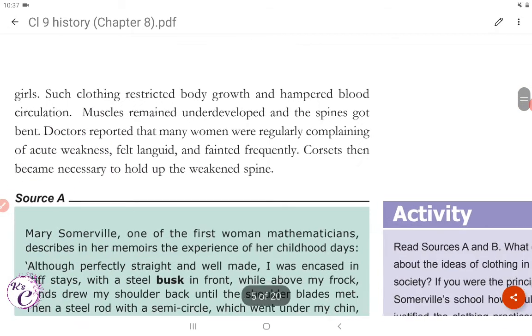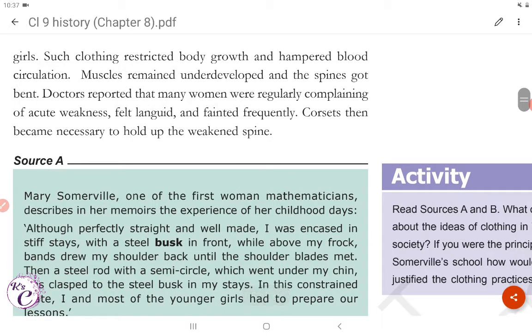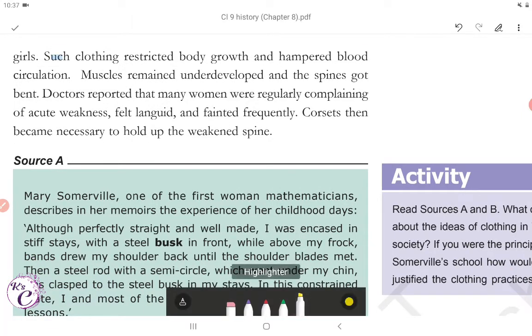Such clothing restricted body growth and hampered blood circulation. Muscles remained underdeveloped and the spines got bent. Doctors reported that many women were regularly complaining of acute weakness, felt languid, and fainted frequently. Corsets then became necessary to hold up the weakened spine.